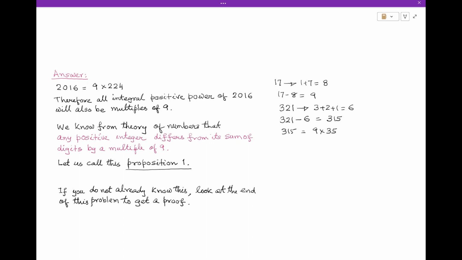Now, note that this is not a proof of the proposition. We have only taken two stray examples and convinced ourselves that the proposition holds true. If you do not already know how to prove this, look at the end of this problem to get a proof.